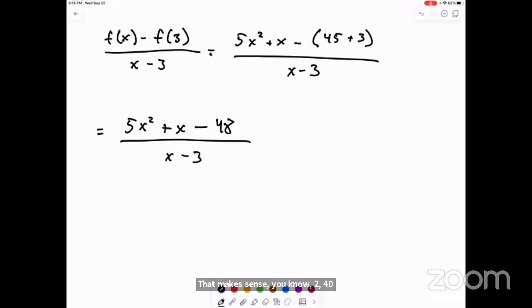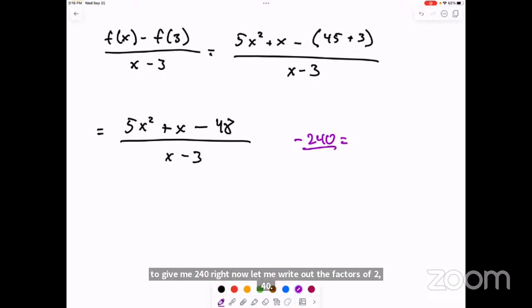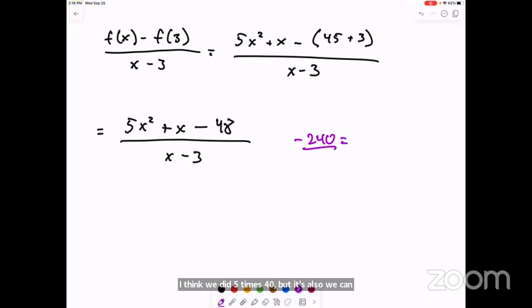So off to the side, looking for two numbers that multiply to give me 240, right? Now let me write out the factors of 240. I think we did 5 times 48, but we can also do 24 times 10. Let me just check something real quick. Hey, Google, what's 5 times 48? 5 times 48 should be 240. Right. All right, okay. So 24 times 10, right? 24 is what, 8 and 3?